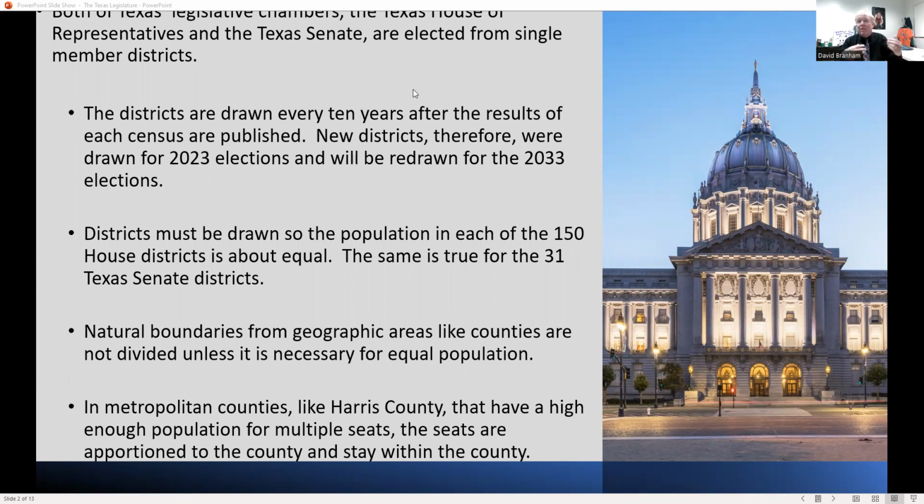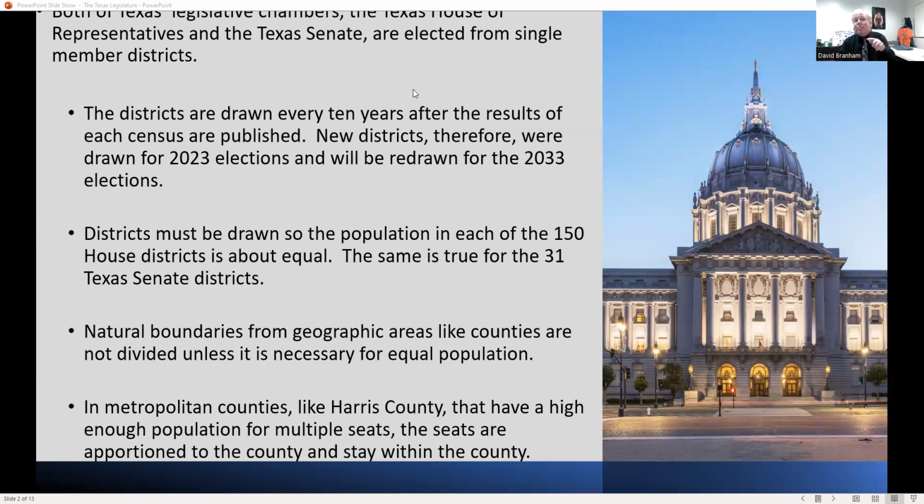And they're done after the census is taken. So districts are drawn every 10 years. After the results of the census are published, the new districts were drawn for the 2023 elections, which have already taken place, and they will be redrawn for the 2033 elections. So we have the same districts from 2023 elections to 2031, and then in 2033, we'll have new districts.